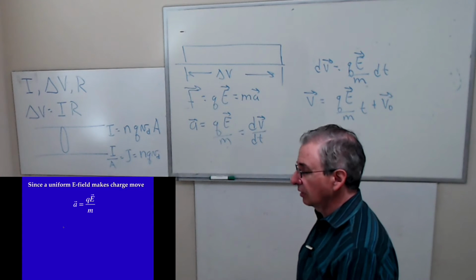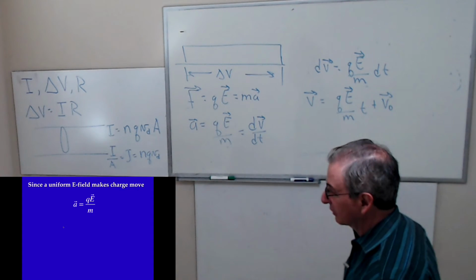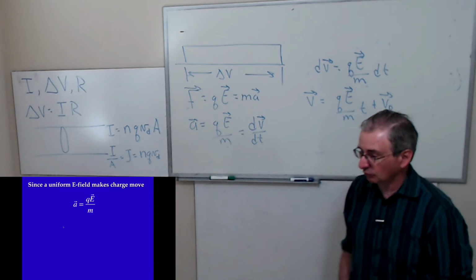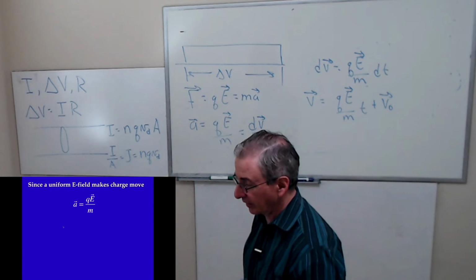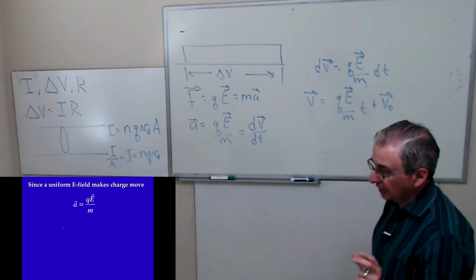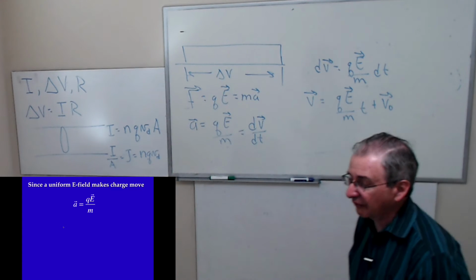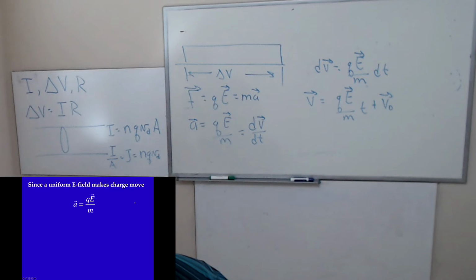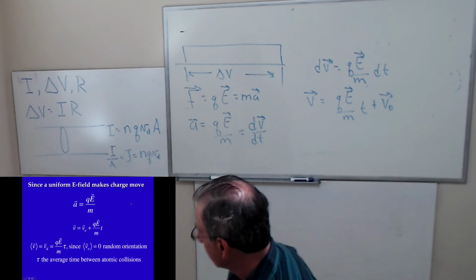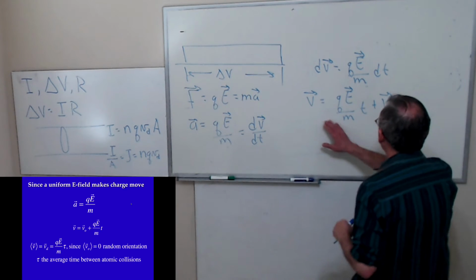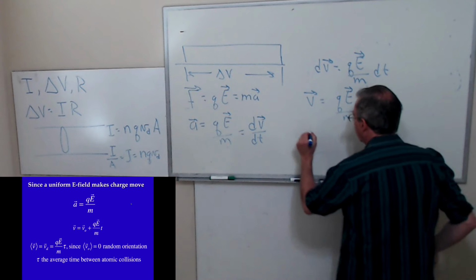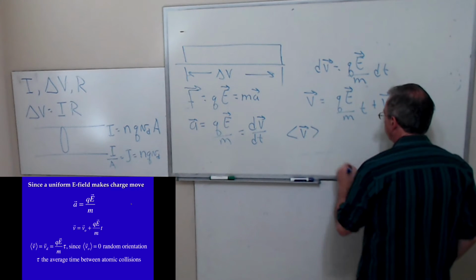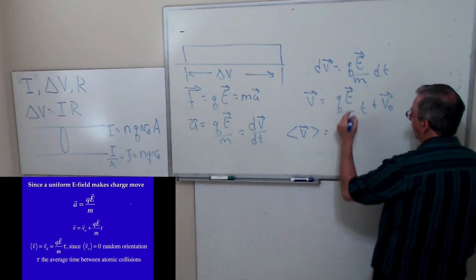We can't figure out the velocity of every single electron in the wire. But what we can do is look at the collective effect of the motion of all the particles. So what I want to look at is the average velocity of the electrons that go through the wire. So I want to take a time average of this. I want the average velocity. This is a constant.